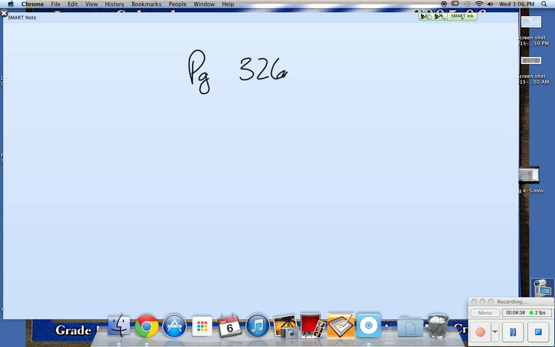Look at number 13 on page 326. It's y equals sine of theta plus 90 degrees. What is that? Tell me. It's a phase shift to what? What can I also say this is? Cosine. This is cosine of theta.